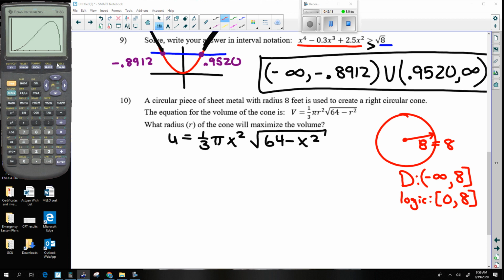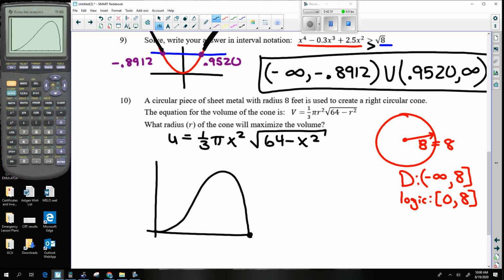There you go, so there is your picture of this. The picture looks something like this. Important pieces of information: this is at 8, 0. This is at 0, 0. But what is that actual maximum?